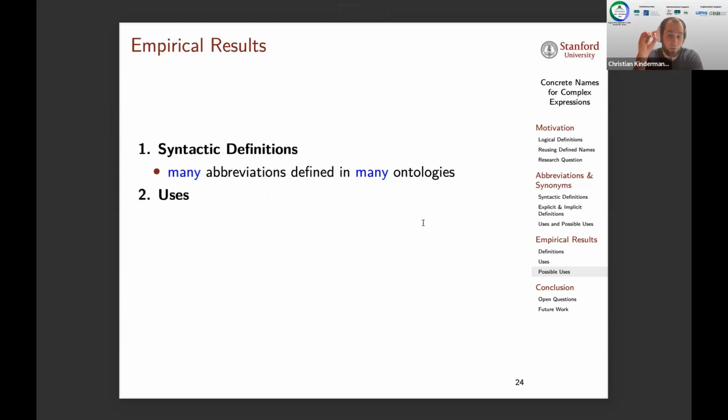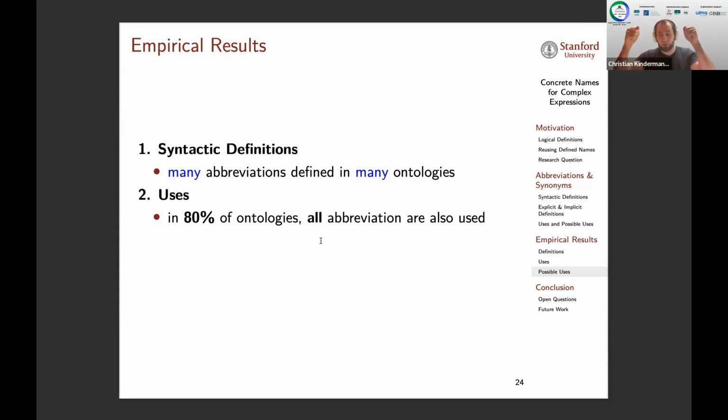Now that we know that we have many definitions for these named things, we can now ask whether they are also used. And here I found that in about 80% of ontologies that define such named terms, they are also used. And here I emphasize that all of them are used. So whenever you introduce a term, then this is a term that you use to define other terms. And I find that this is just super interesting because it seems to suggest that people who create ontologies build up a vocabulary of interdependent terms.